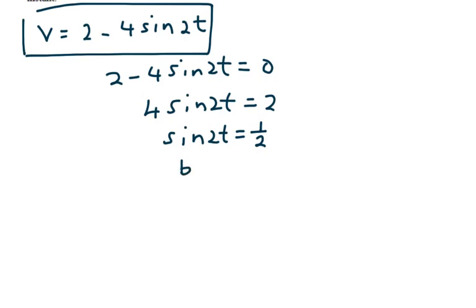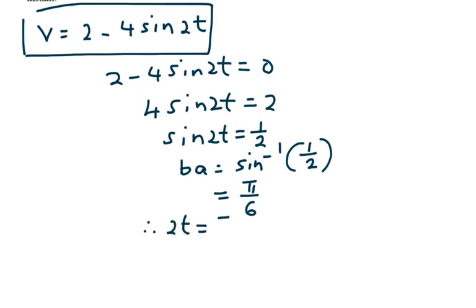Look for the basic angle. You can press the calculator, shift sine of 1 over 2, which gives you pi over 6, which is 30 degrees. So your 2t will be equivalent to pi over 6. t will be equals to pi over 12.